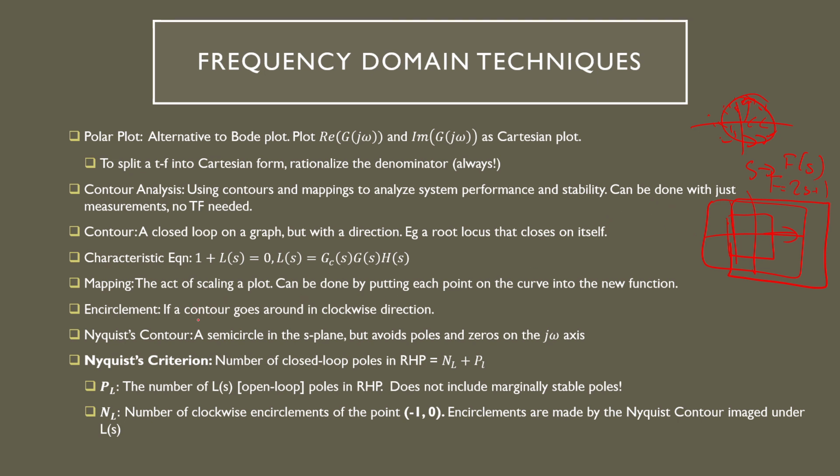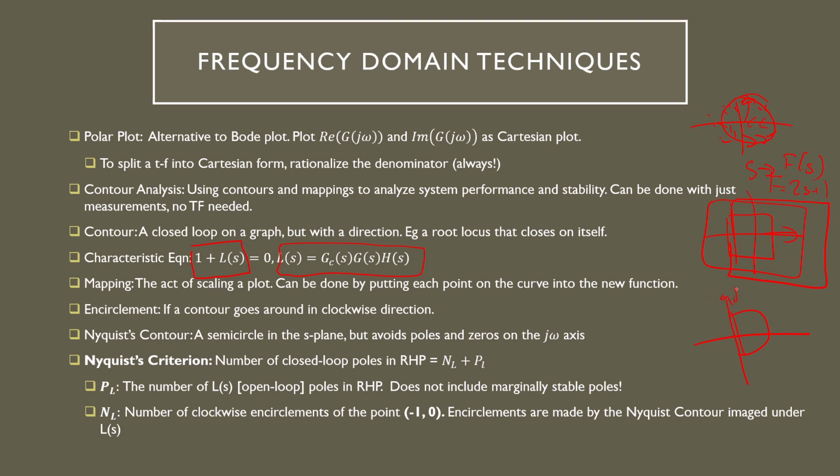There's also the idea of encirclements. If a contour goes around a point in the clockwise direction, it's considered an encirclement. And one important thing we do is attributed to a guy called Nyquist. He figured out that using this characteristic equation, 1 plus L(s) equal to 0, where L(s) is the open loop transfer function, we can do a lot of stability analysis. So what is Nyquist contour? A Nyquist contour is basically a semicircle in the S-plane. It's just this. That's it. It's just that.